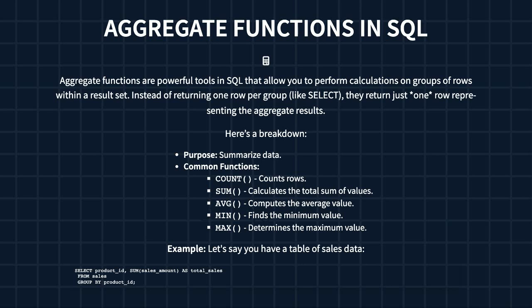Count tells you how many rows in a group exist. Sum adds up all the values. Avg calculates the average, and so on. We can use them with a group by clause to apply the aggregate function to each distinct group of data.